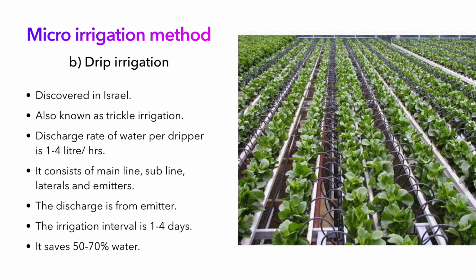Next is the irrigation interval is 1 to 4 days, means the gap between one irrigation and another is 1 to 4 days. It saves up to 70% of water, means it saves more water than sprinkler irrigation, as it saves 50 to 70% of water.